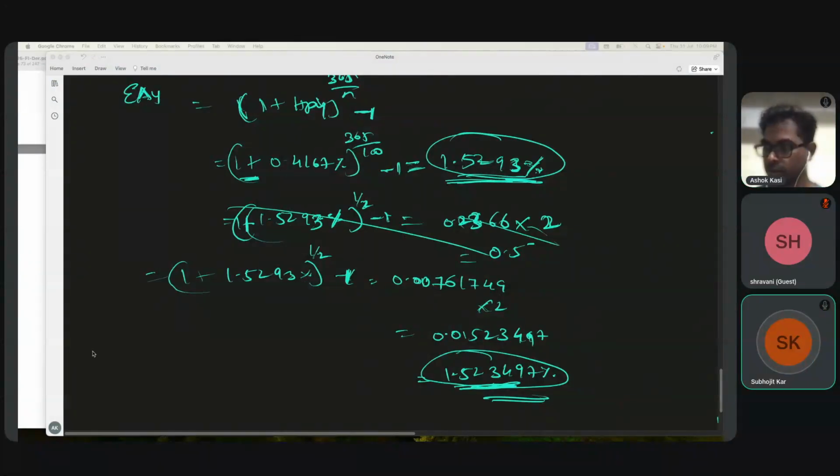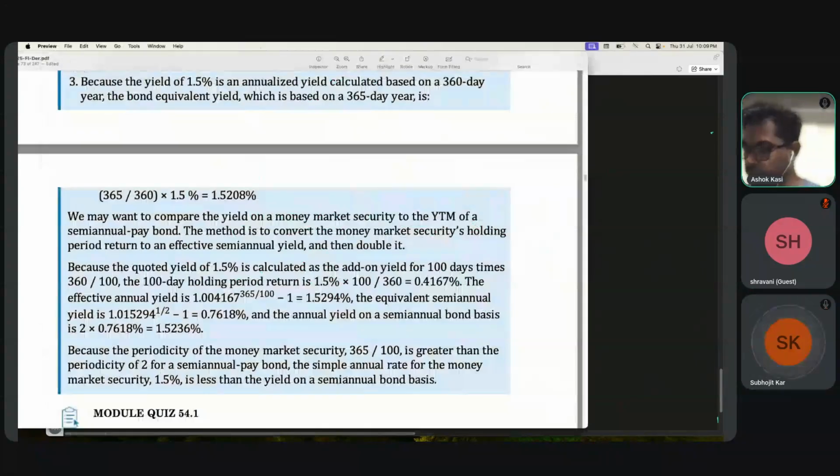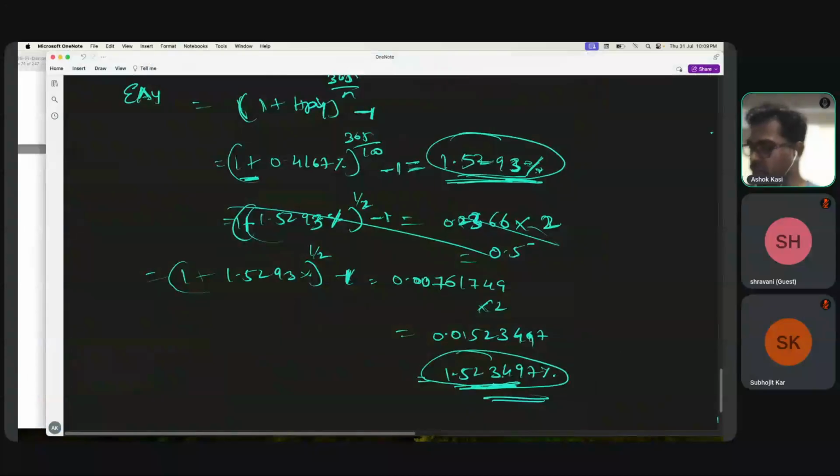So why did we do this calculation? That's the concept I need to explain. 1.5236, they have got 55. Okay, that is all fine. 52. Okay, now what did I do and why did I do it like this?